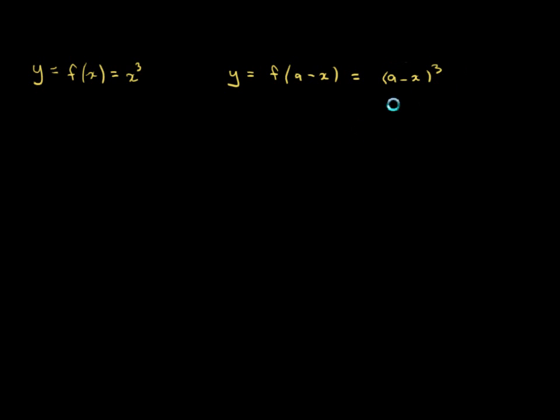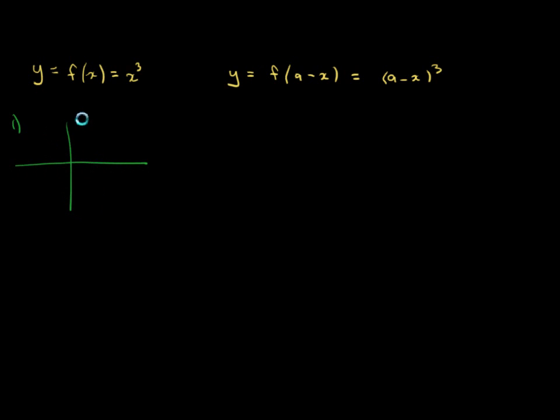Obviously this is a polynomial that you can already graph, but let's graph it from the graph of x cubed using only the fact that we've replaced x by a minus x. I'll do it in two different ways that are essentially the same, just doing the same thing in a different order. Let's do it the first way.